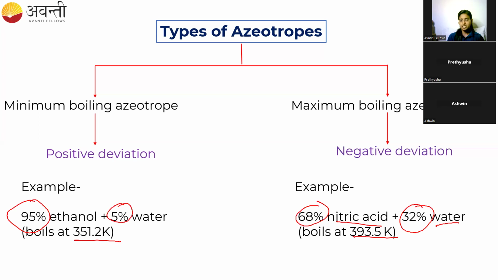They will ask you the example, and they will ask you the percentage and the boiling point. So both are very important. Okay. So with this, the azeotropes and the types of azeotropes are also getting over.